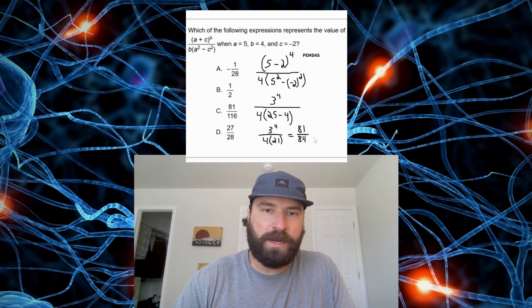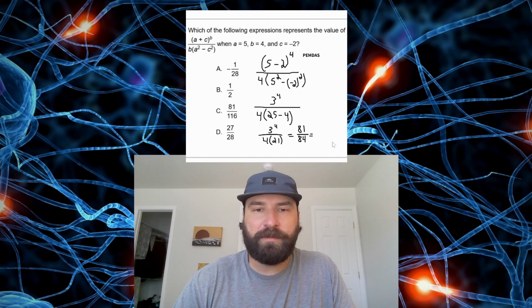And then 81 and 84 both have a common factor of 3. 81 divided by 3 is 27. 84 divided by 3 is 28. So we end up with 27 over 28, which is answer D.